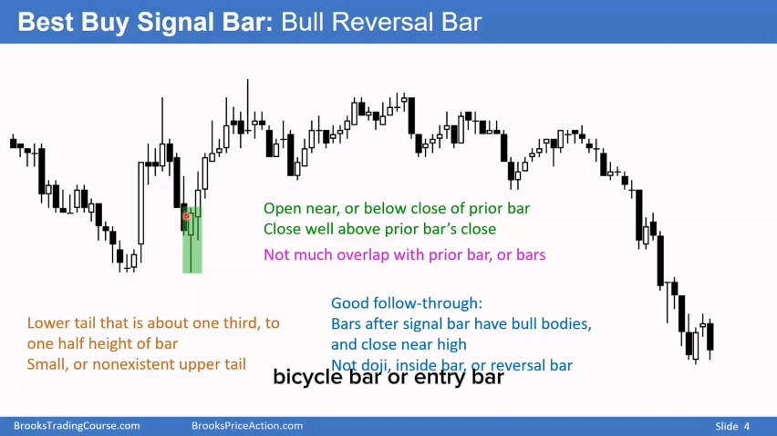Buy signal bar, entry bar, and then the next bar is the follow through bar. And it's also a good bull bar, decent sized bull body closing on its high. In other words, the entry bar and the follow through bar, they're not bear bars. They're not doji bars. They do not have big tails on top. And that increases the probability that the market will go higher.